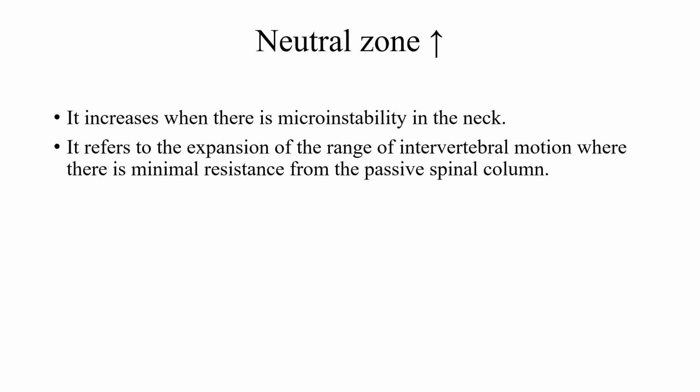Whenever there is an increase in the neutral zone, there is some amount of micro instability in the neck that can be detected, because the range of movement that is allowed inside the intervertebral joints or between the intervertebral joints is more, because the resistance that it gets from the rest of the spinal column is minimal. So that's when your neutral zone increases and instability increases in the neck, which again alters your arthrokinetics.